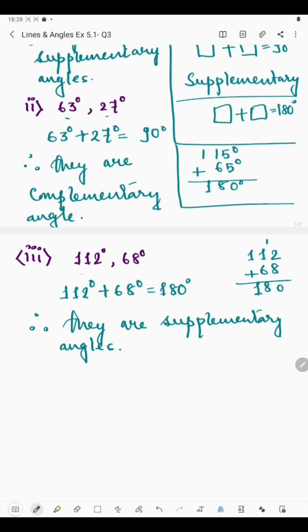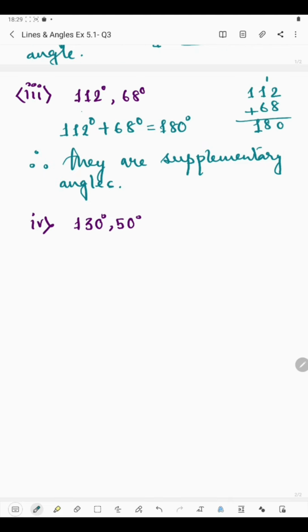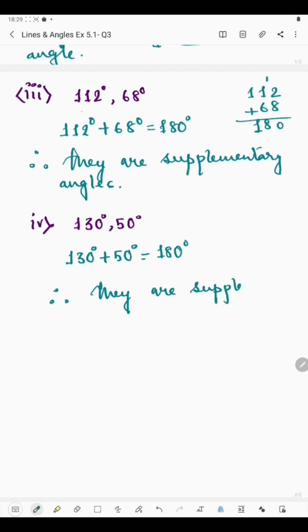Now next. Now in the fourth part we have 130 degree and 50 degree. So if we add these two, then we'll get 0 plus 0 is 0, 5 plus 3 is 8, so 1. So here we have got 180 degree, and since the sum of two angle is 180 degree, so this is also supplementary angle. So we'll write they are supplementary angles.